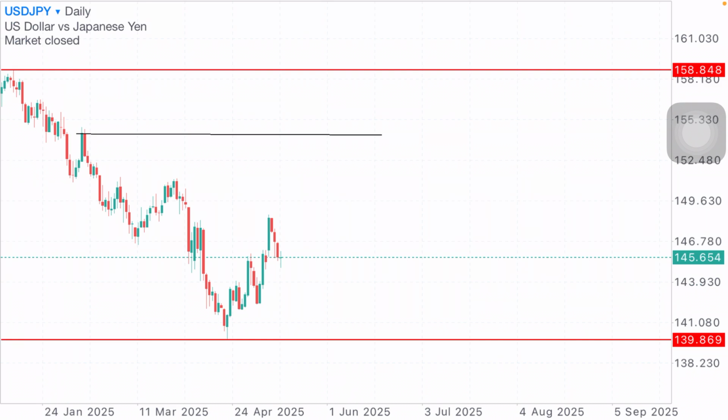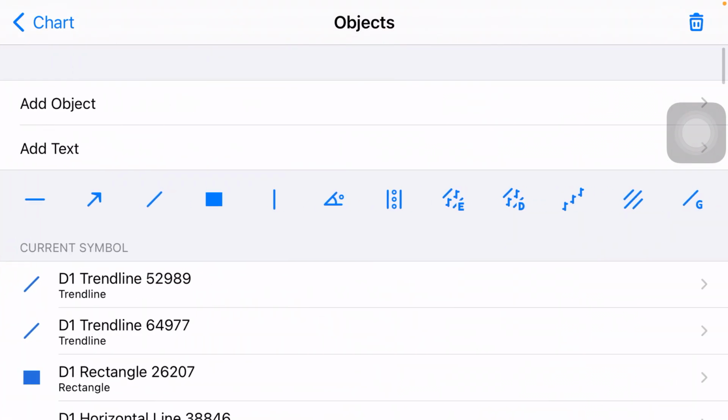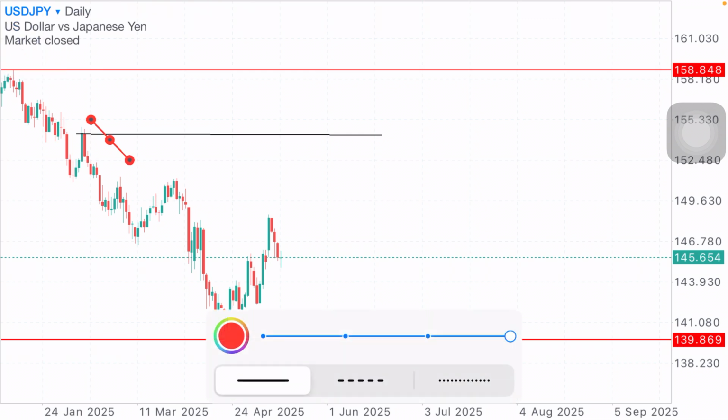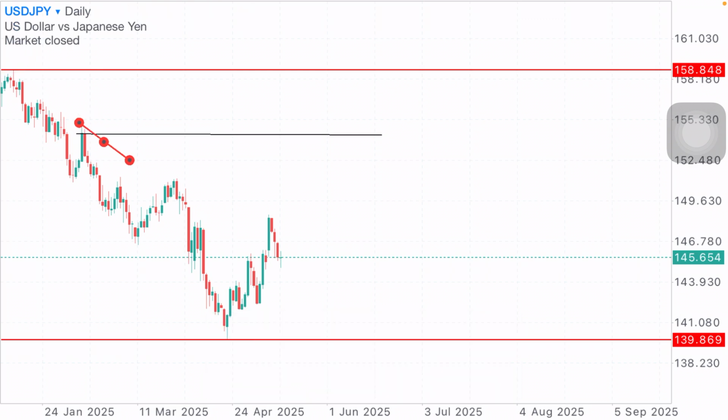Secondly, what are we looking at? Let's look at the trend of the market. And what trend is USDJPY in? USDJPY currently is in a downtrend. So what happens when a currency pair is in a downtrend? We draw our resistance trend line. Okay, let's draw the resistance trend line. Done.